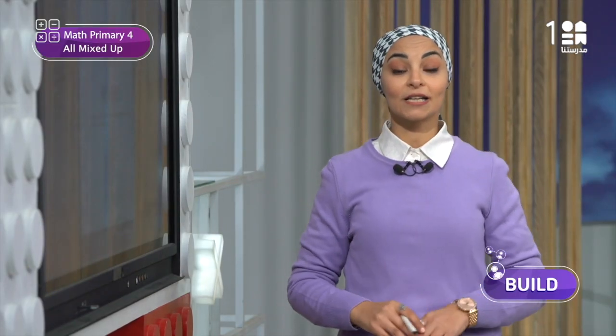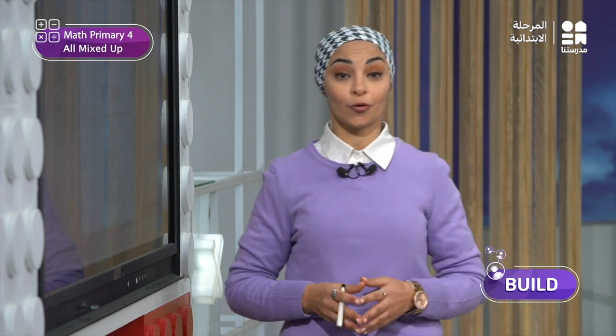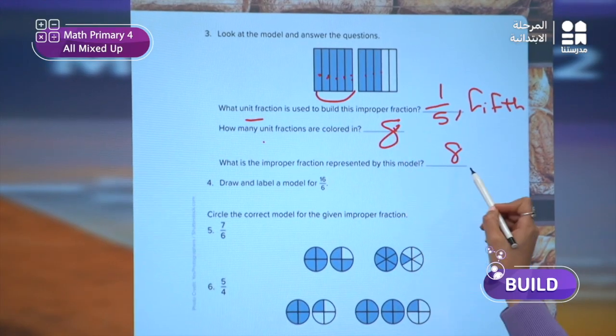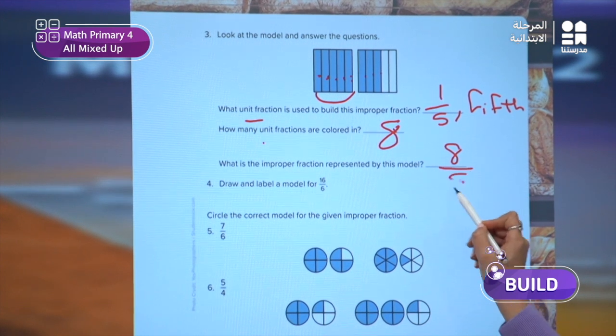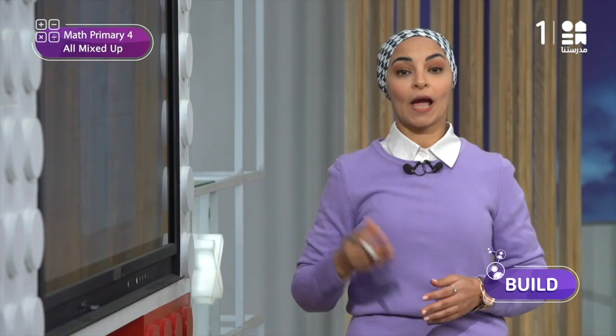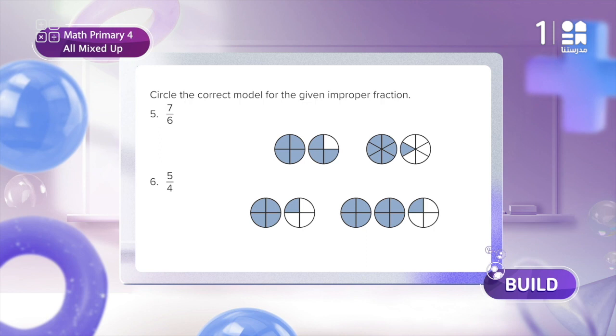The denominator is the whole number of parts, which is how many parts? 5 parts. So my fraction is 8 over 5, and this is the improper fraction. And now let's move to problems number 5 and 6. We need to circle the correct model for the given improper fraction.